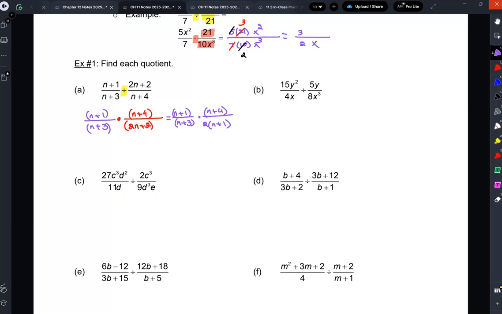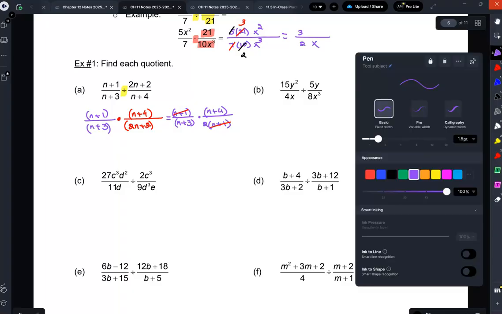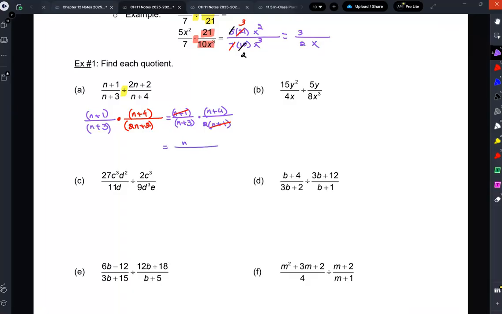So look at this. Anything from any numerator cancels with anything from any denominator. So this n plus 1 and this n plus 1 will cancel. Anything else? No. So what I have left is n plus 4 over 2 n plus 3. Okay? Questions? Okay, let's do the next one.